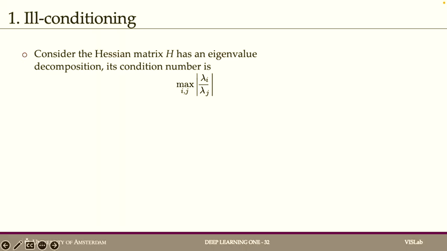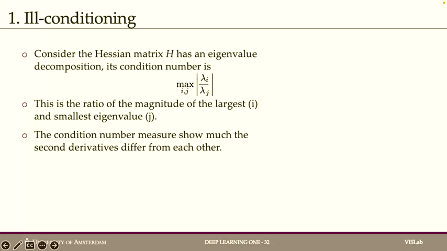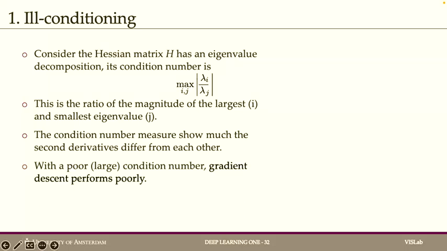We can quantify how ill-conditioned a particular problem is by having the Hessian matrix. We can namely compute the condition number, which is given by dividing the maximum eigenvalue with the minimum eigenvalue. And this measures how much the second derivatives differ from each other. And they tell us how much they are different, and we can visualize this somewhat with the following example.